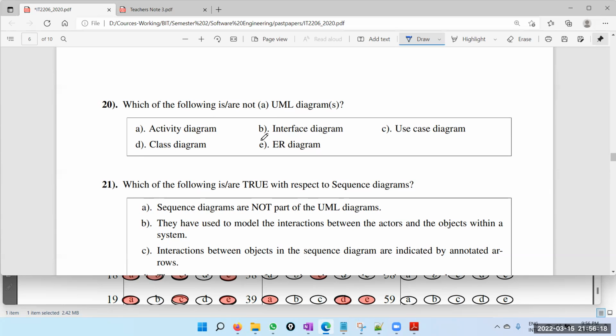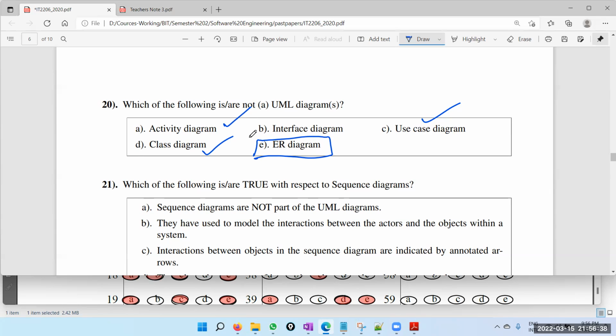ER diagrams are not UML. Definitely, use case diagrams are the main UML diagram for the requirement analysis. A class diagram is the main diagram for the design. Yes, we draw activity diagrams.